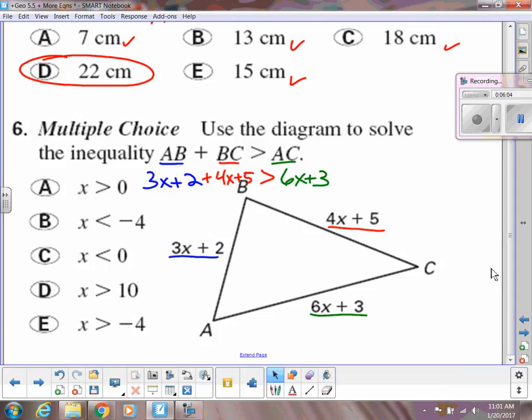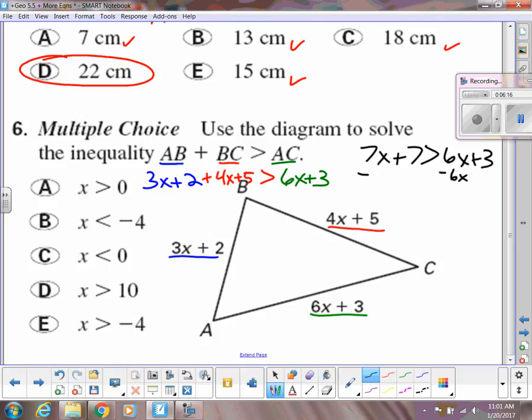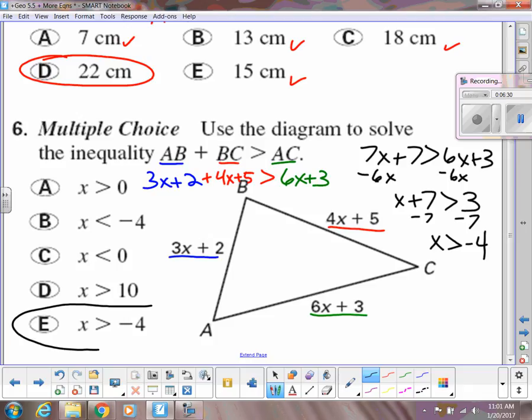Okay, so if I combine my like terms on the left, that would be 7x plus 7 is greater than 6x plus 3. Subtract the 6x, and then subtract the 7. So that would mean x has to be greater than negative 4. And that would be choice E.